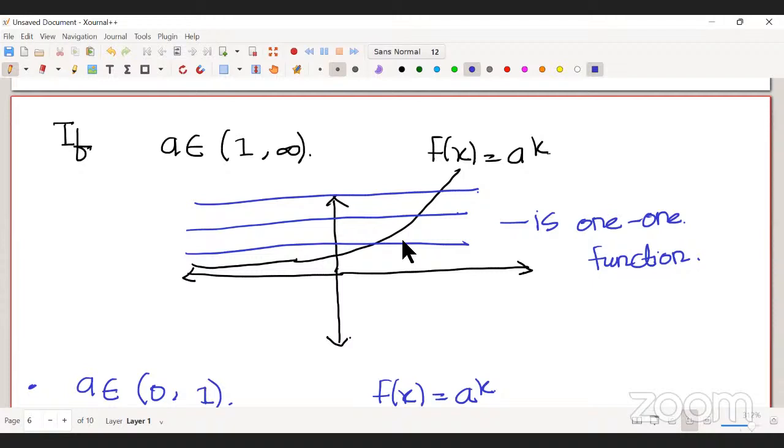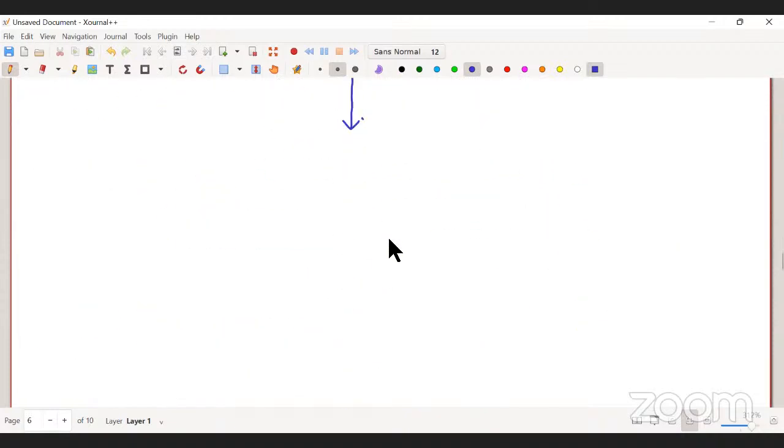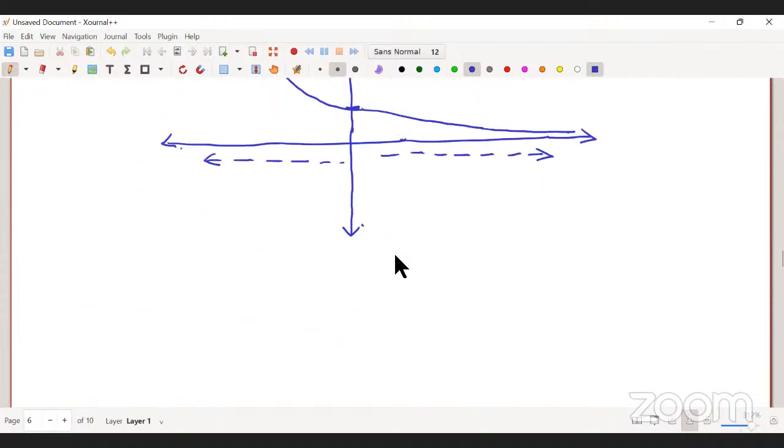So let's quickly recall the composition of two functions. Can one of you tell me how we define the composition of two functions?